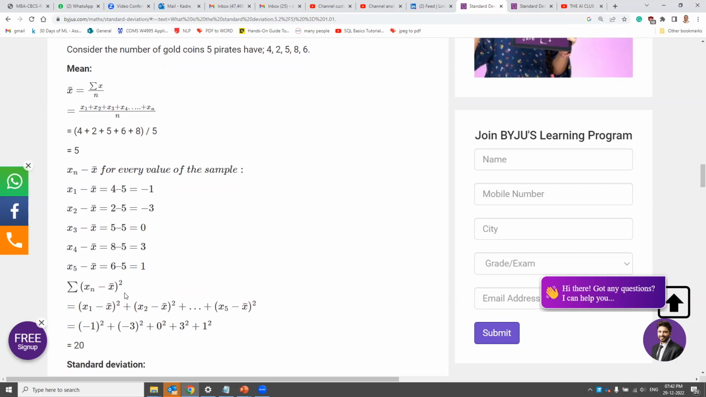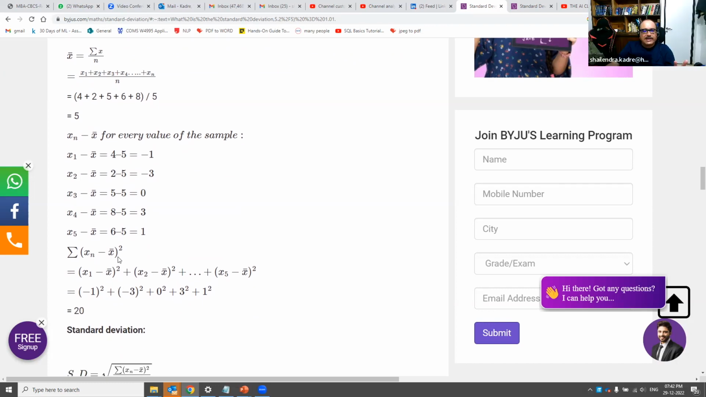Now we do this: sigma (xn minus x bar) whole square. That means whatever differences we have taken, we square them and add them all up. So one is minus 1, one is minus 3, one is 0, 3, and 1. Why did we square? Because we don't want to deal with the sign. Minus 1 square will be equal to 1 only. Minus 3 square will also be 9, and 3 square is also 9, so they are the same. So we don't want to deal with the sign. That's why we have done square.